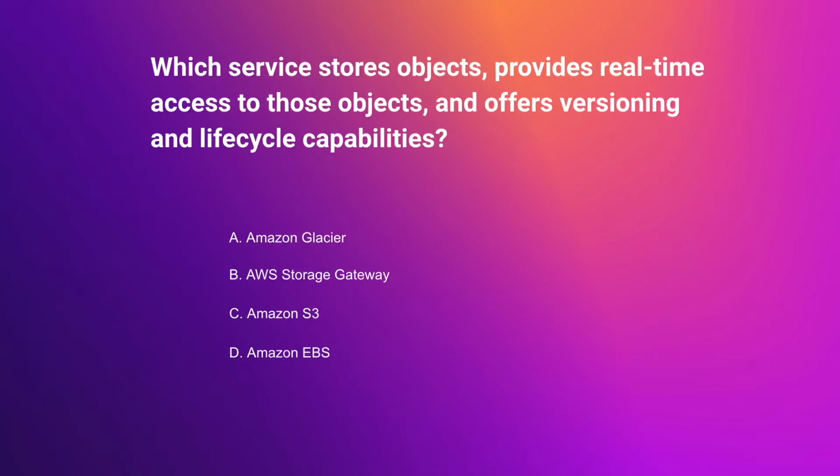The next question is, which service stores objects, provides real-time access to those objects, and offers versioning and lifecycle capabilities? Okay, so looking at the first one, we have Amazon Glacier. So this is an object store. So it does store the data as objects, so it meets the first criteria. The problem is the real-time access. So with Amazon Glacier, it's really for archival. It's really for data that's not going to be accessed all that frequently.